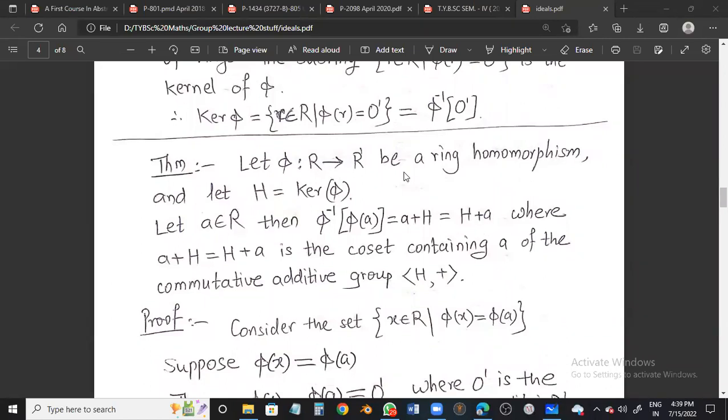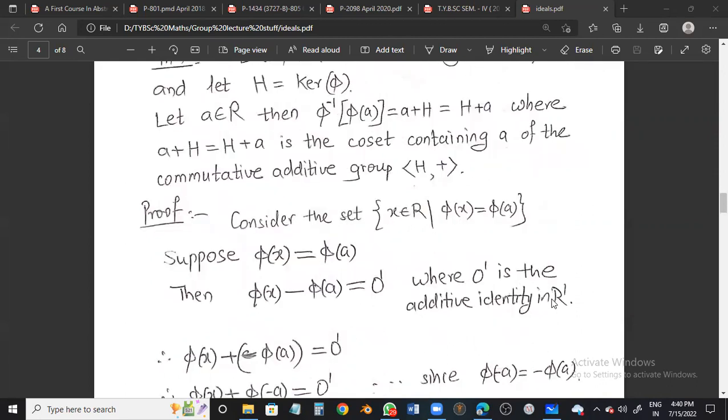Phi from R to R dash being a homomorphism, H is the kernel of phi. Then if I choose any element a from R and take the phi inverse of the set of phi of a, it comes out to be a plus H, or the same as H plus a, where a plus H is the same as H plus a, which is the coset containing a of the commutative additive group H plus. So let us deal with this.